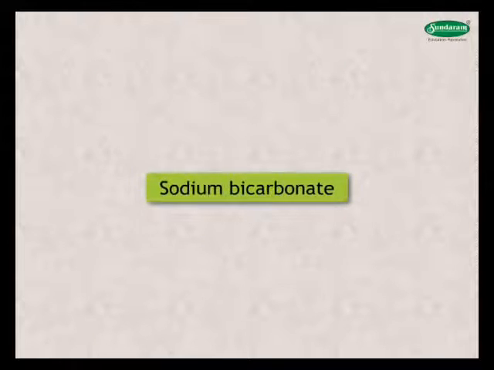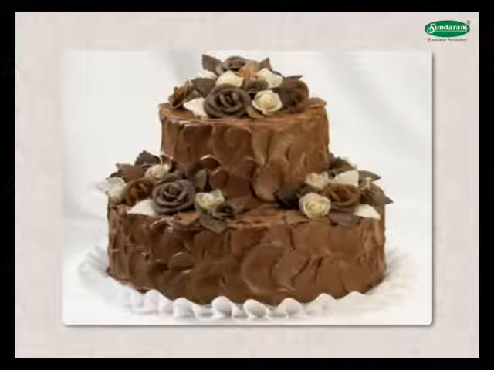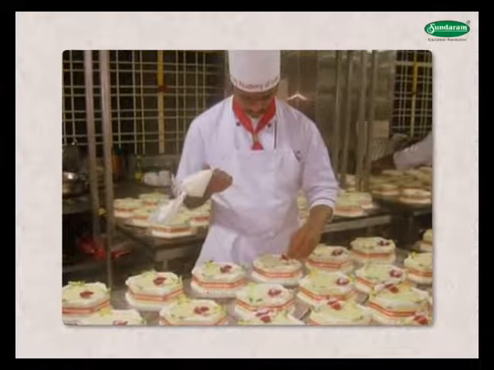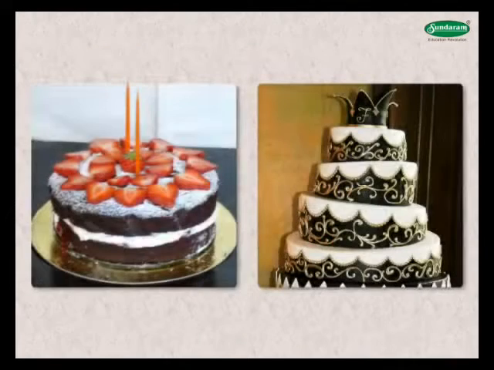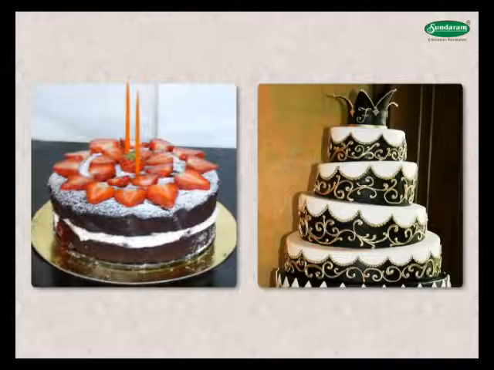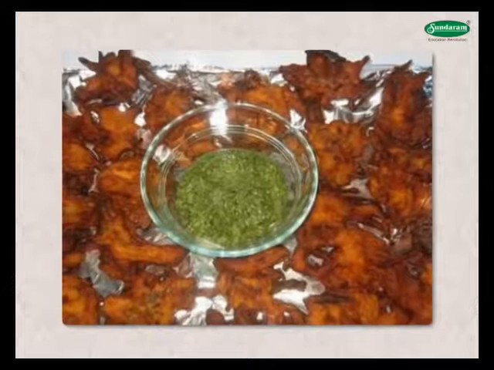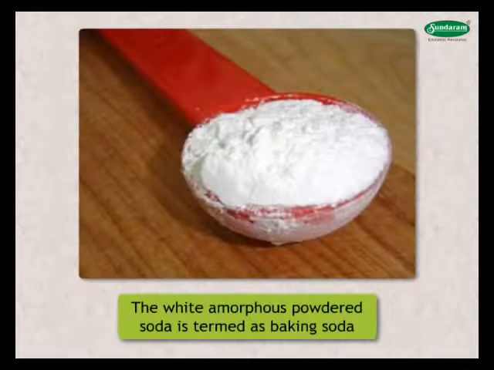Let us learn about sodium bicarbonate. You all enjoy tasty cakes, is it not? Have you ever tried to find out from a baker what is added to the cake to make it so spongy while baking? Have you ever taken the trouble to ask your mother why the pakoras she makes are so crispy? The white amorphous powdered soda is termed baking soda.